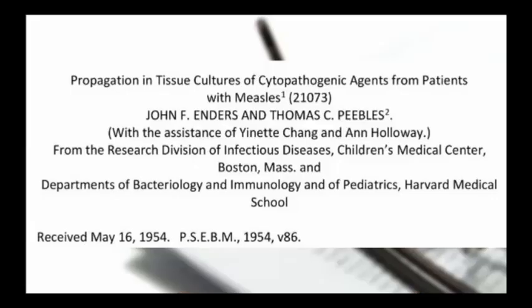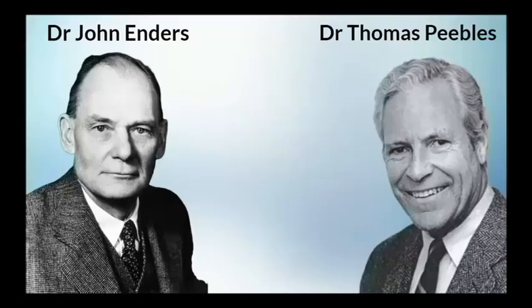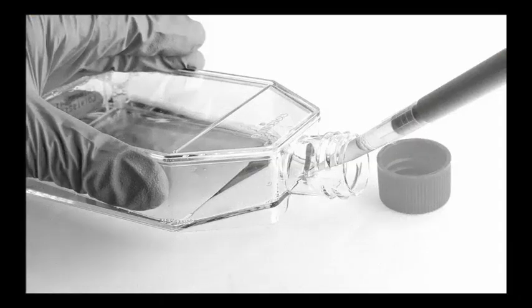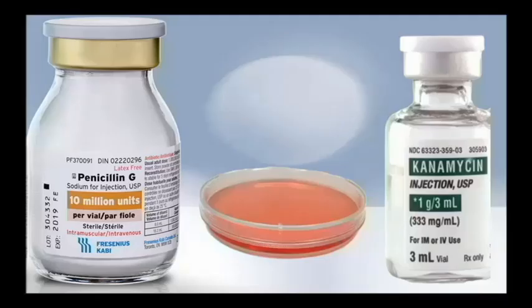The paper published in 1954 by Enders and Peebles, Propagation in Tissue Cultures of Cytopathogenic Agents from Patients with Measles, which you can find on the internet, describes how patients diagnosed with measles, in which they could never find a virus by the way, were asked to gargle with 10 to 15 milliliters of cow's milk. Specimens from the throats of younger children were obtained by a cotton swab that had been moistened in milk. The swabs were then immersed in 2 milliliters of milk, penicillin and streptomycin, which were added to the samples.